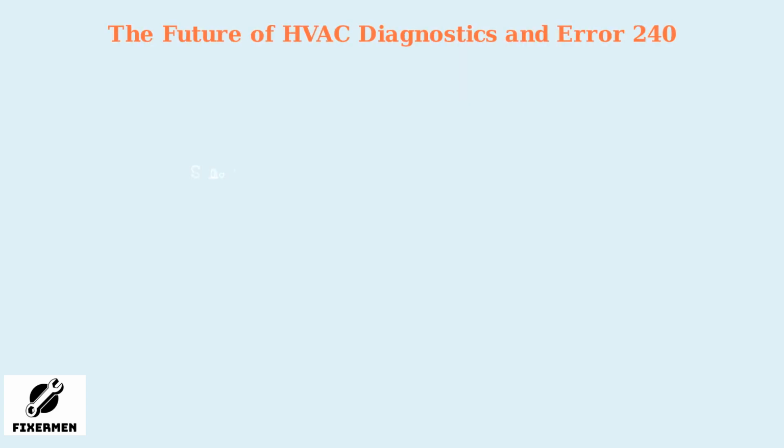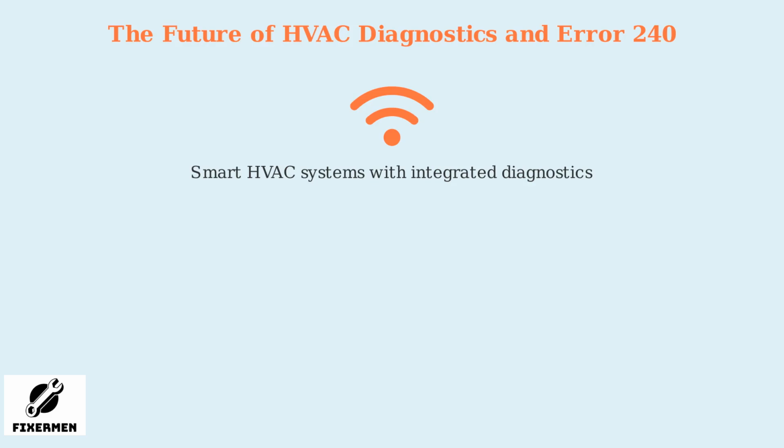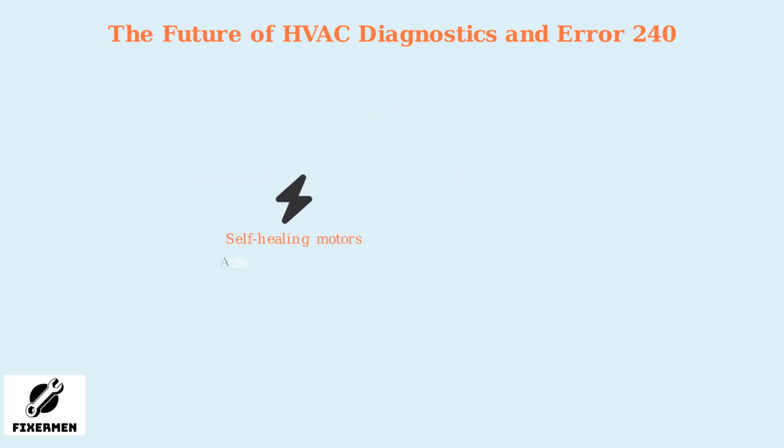The future of HVAC diagnostics is moving towards smart systems with integrated diagnostics. These advanced units can monitor themselves continuously and provide real-time feedback to prevent issues. Newer Lennox units feature self-healing motors that can automatically reset minor faults. This capability significantly reduces the occurrence of error code 240 by addressing small issues before they escalate.